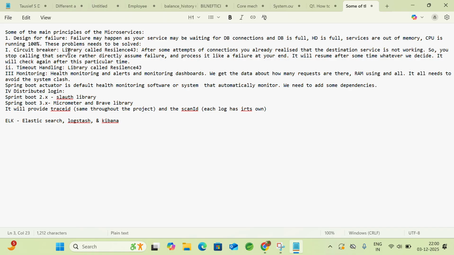Apart from that, we have one more principle of microservices that we are going to discuss today itself. The second one that we are going to discuss is decentralized data management. What it is basically, as we know, every microservice has its own database. Let me represent it with DB here.